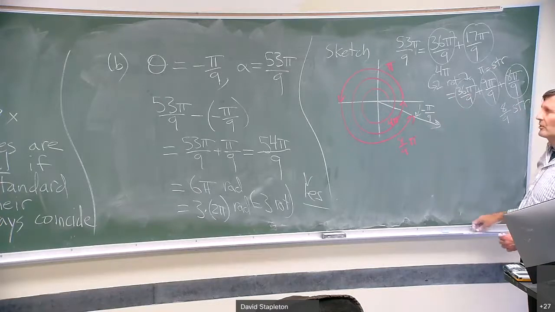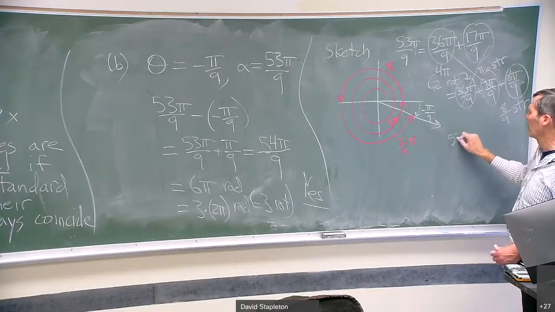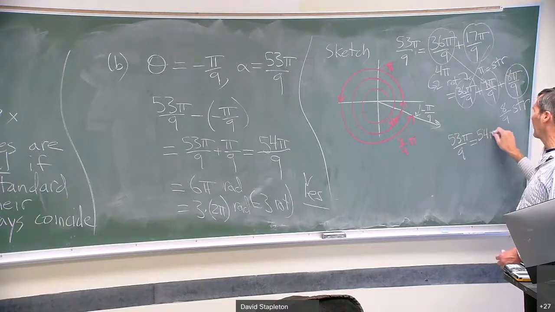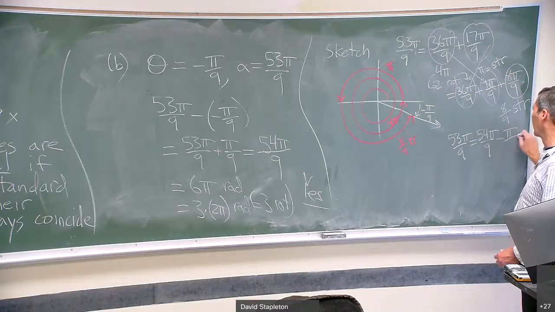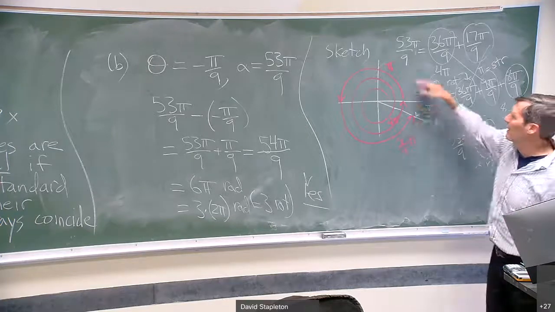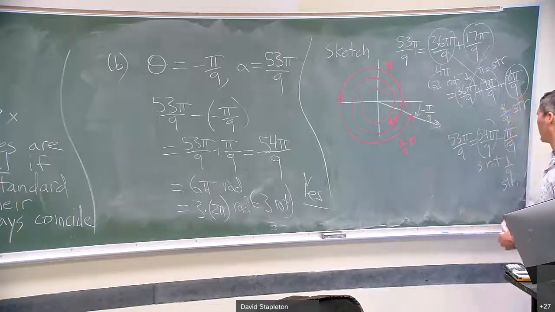Once again, since it's almost a whole rotation, it would have been easier to just say this: 53 pi over 9 is 54 pi over 9. That's 6 pi, a multiple of 2 pi. Take away pi over 9, right? It makes 53 pi over 9. That would have been easier. Now I observe it's 3 rotations, take away 1/9 of a straight angle. So I go 3 rotations back up here, and sure enough, I get that same angle. I notice they're coterminal now.